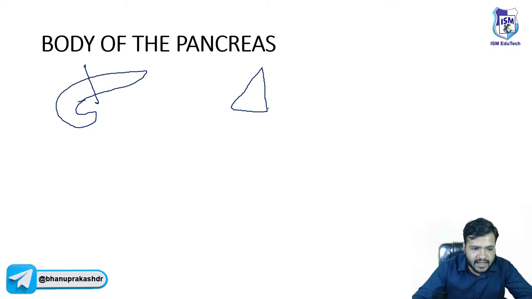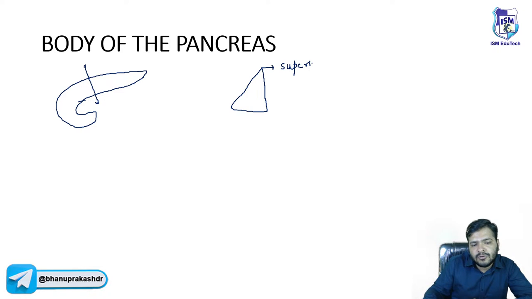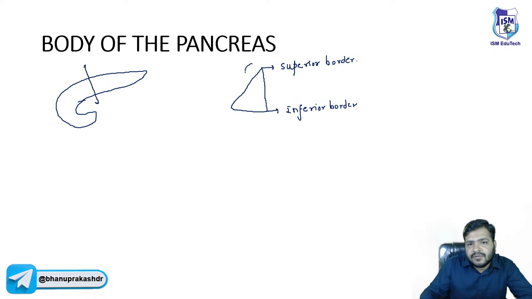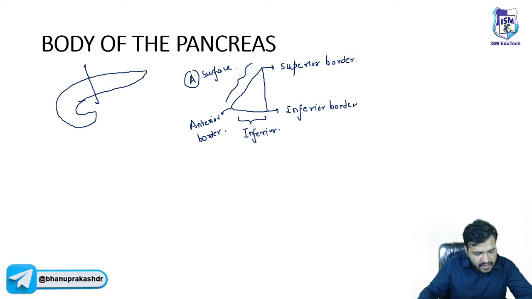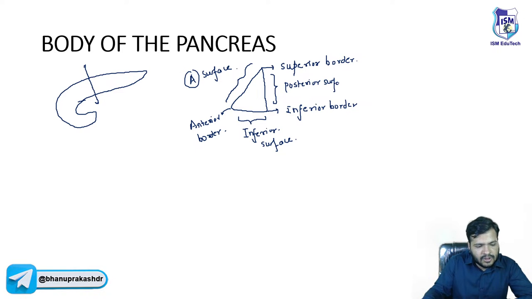A triangular cross section I will get, where you will find the superior border, and the inferior border. This surface is called the anterior surface, beta. This border coming in front is the anterior border. Between the anterior and the inferior border, this surface facing downward is the inferior surface. And between the superior border and the inferior border, we have the posterior surface.